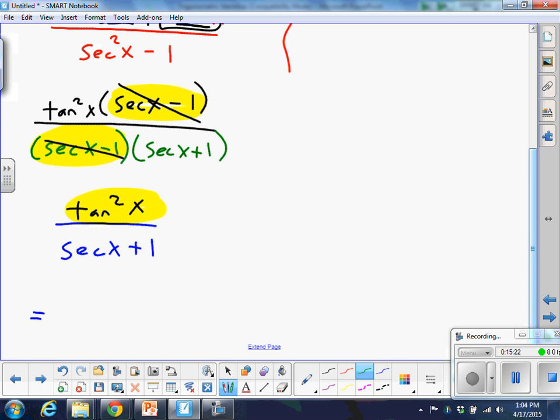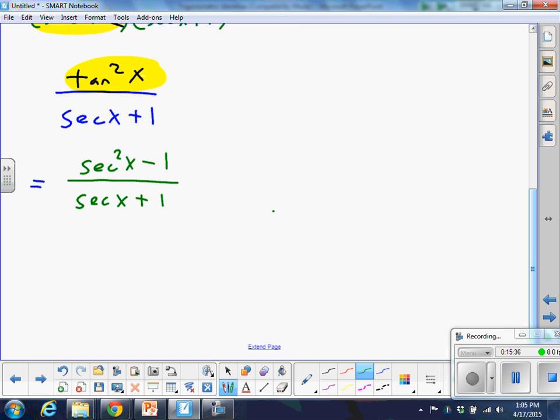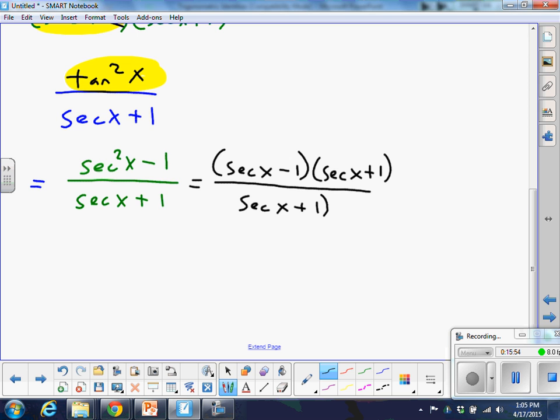But tangent squared, if you look at the other Pythagorean identities, is equivalent to secant squared x minus 1, right? There's our original denominator, right? Now what ends up happening is that is actually factorable. The numerator is really just secant x minus 1 times secant of x plus 1. It was the difference of perfect squares, right? And that actually allows us to cancel a common factor of secant x plus 1.